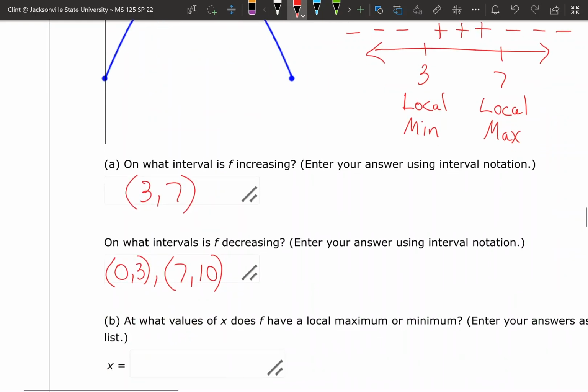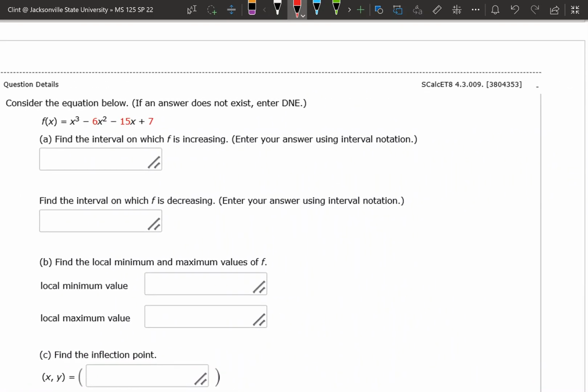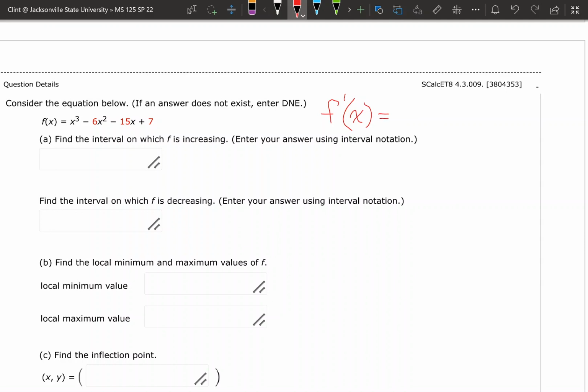One more out of 4-3 here. It asks us for the whole process. This one gives us our function. First thing it asks is where is our function increasing, where is it decreasing? So we need to find the derivative. Here it's 3x squared minus 12x minus 15. We need to find our critical numbers.